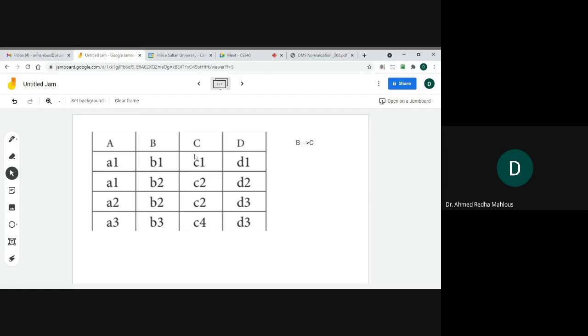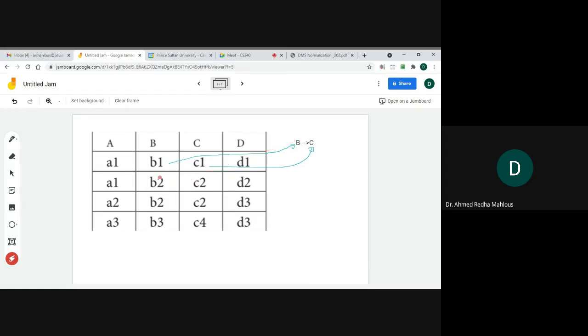Whenever I do have B1, which represents the attribute B, can we say each time I do have B1, I do have C1? In my case here, I do have only one B1. I don't have any problem, okay? Now, if I go to B2, if you look here, Shabab, here I do have B2. This is B2, which represents this B.